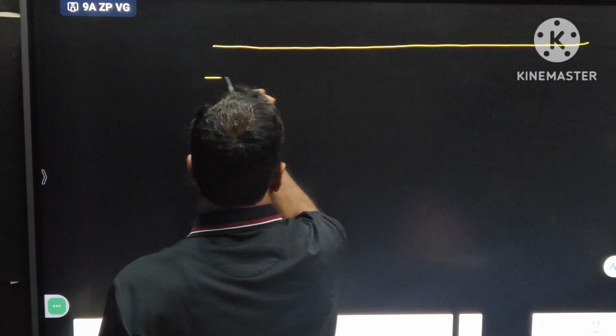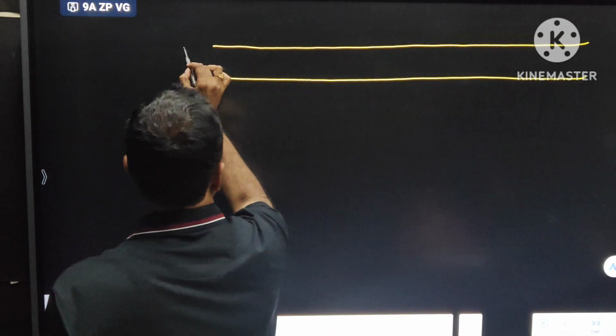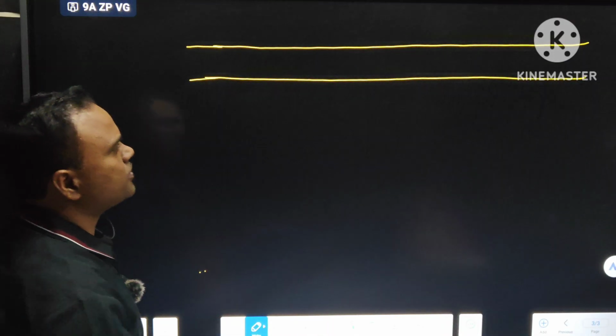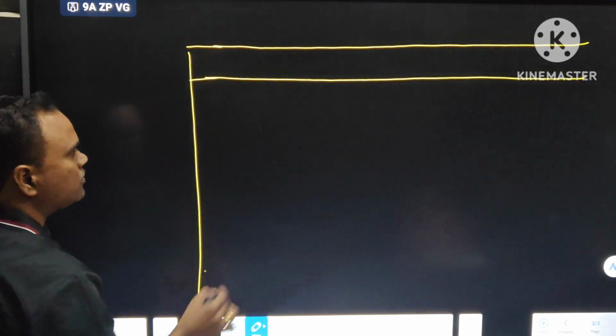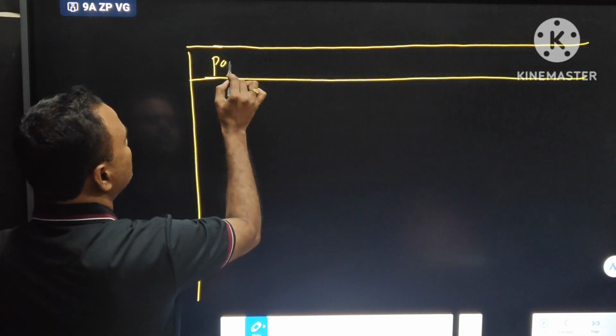That is enough about the discovery, because this is the revision class. So let us go to the main table, the important table. Everyone should learn this.